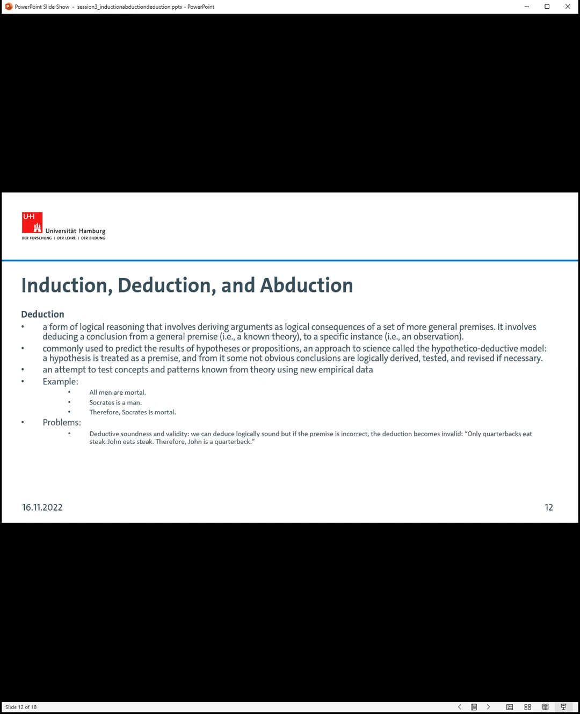What are problems with deduction? A key problem of deduction is the problem of soundness versus validity. We can do deduction logically sound. We can follow the process of logical reasoning in deduction correctly, soundly. But if our premise is incorrect, our deduction, even though it's been soundly deduced, might be invalid.